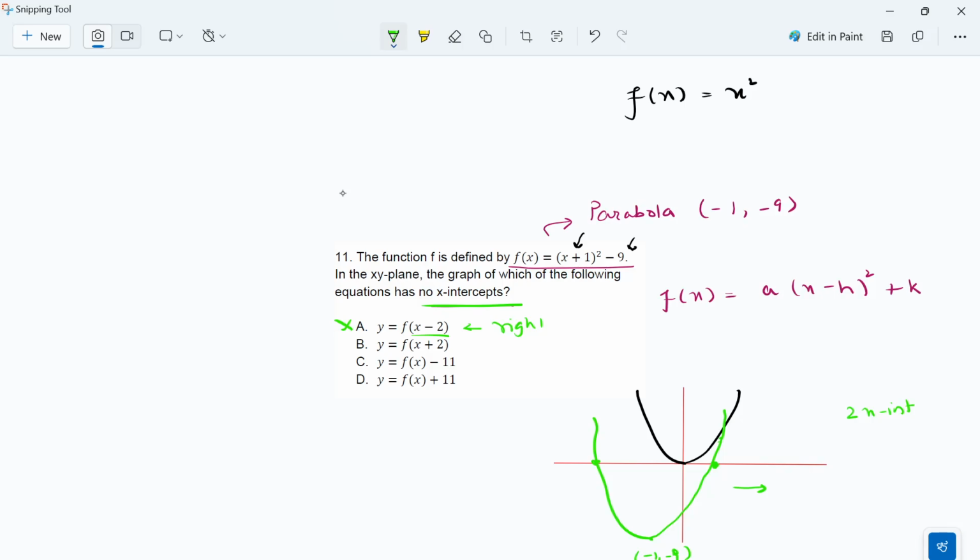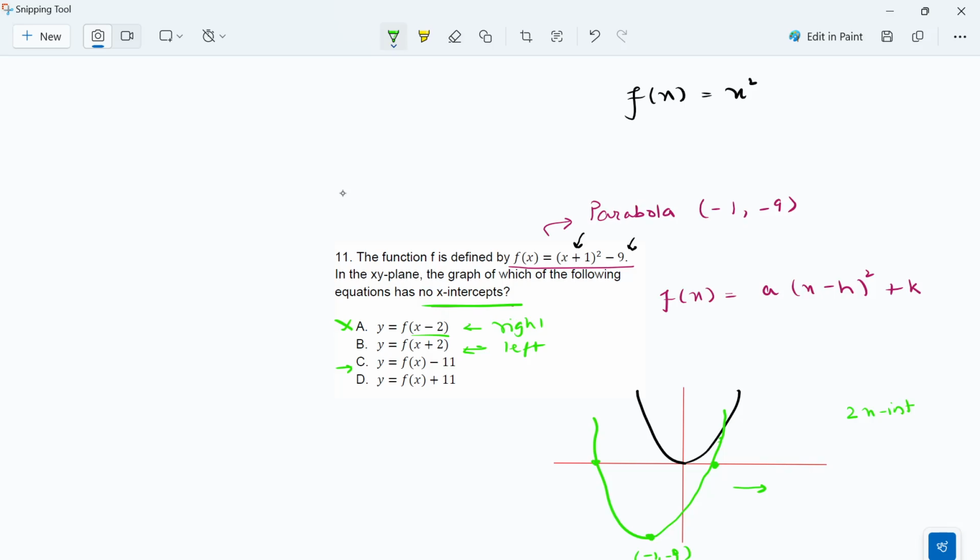In option B, it says f of x plus 2. So this will shift the graph left, but still it will be touching the x-axis. If you don't want the graph to touch the x-axis at all, then you will have to shift upwards so that the vertex is not touching the x-axis anymore. Only then will it have no x-intercepts.